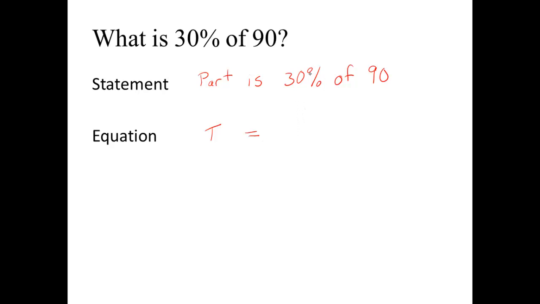We need to change 30% to a decimal by moving the decimal point over 2 places. Of becomes multiplication. And then our part is equal to 0.3 times 90. 0.3 times 90 is equal to 27. So 27 is 30% of 90.